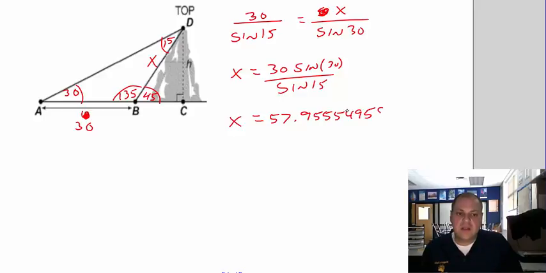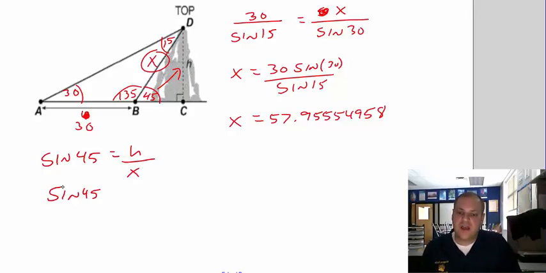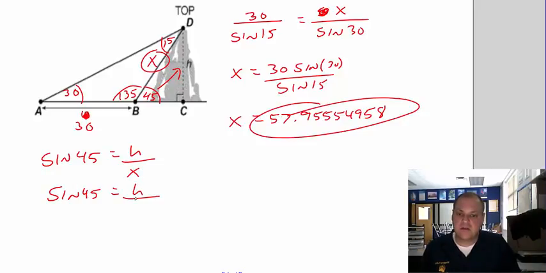it comes out to be 57.95554958. And then we can go over here, since we know x, opposite over hypotenuse, this triangle here. So that's sine 45 equals h over x. I'll just say 57.9, but you're not really going to round it. You're really going to put the whole decimal in. And then cross multiply. H comes out to be 41 feet.